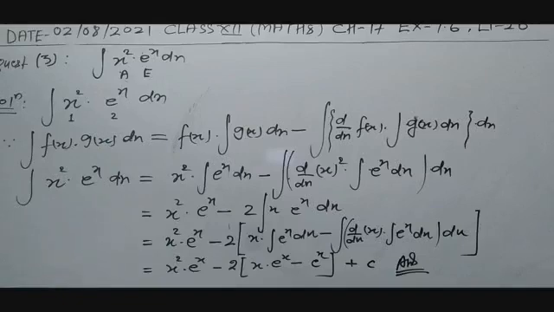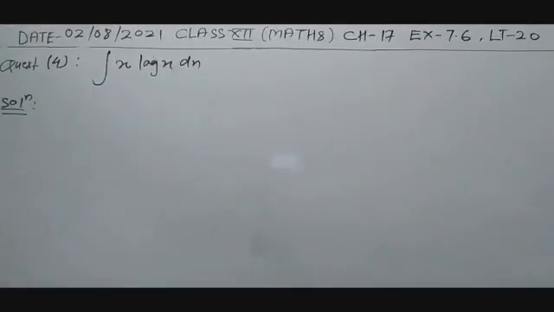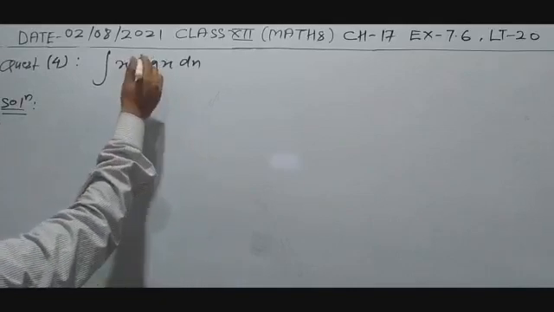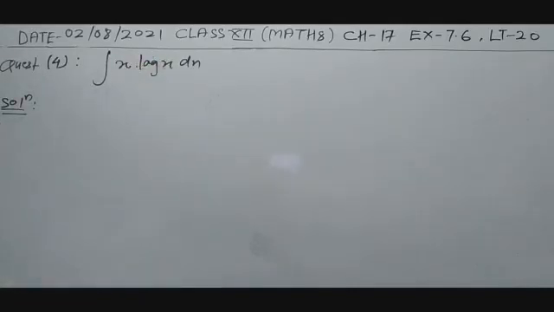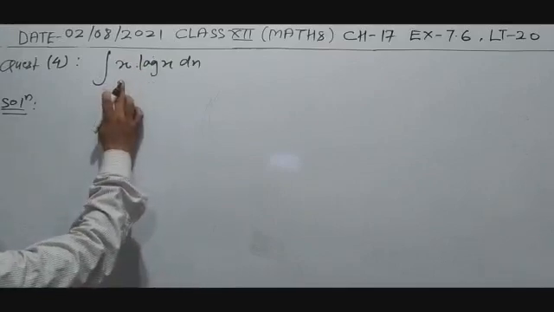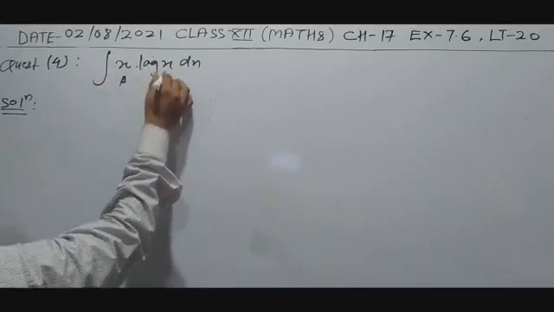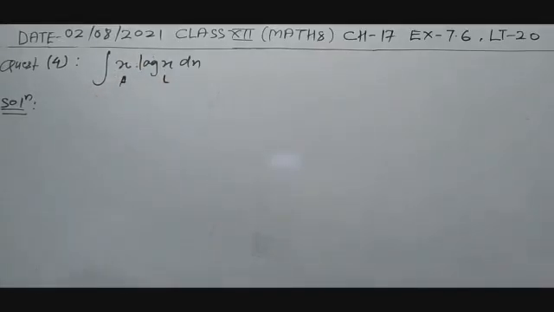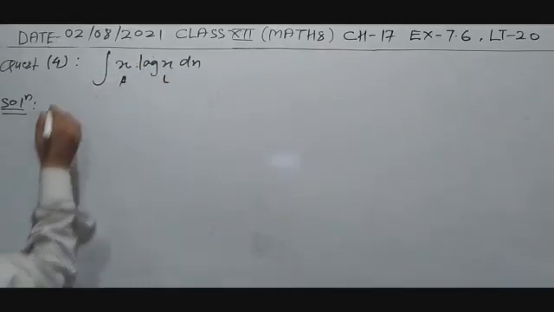Now come to question number 4. Question number 4 is the integration of log x times log of x dx. So this is a logarithmic function and this is algebraic and logarithmic. So L comes before A, ILATE. So you will consider log x as the first function.